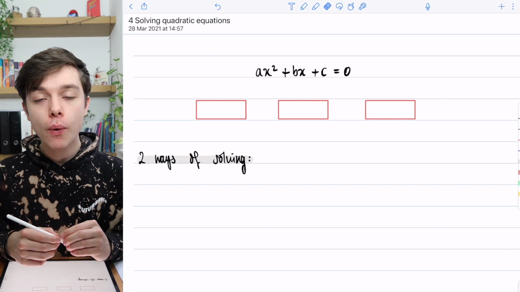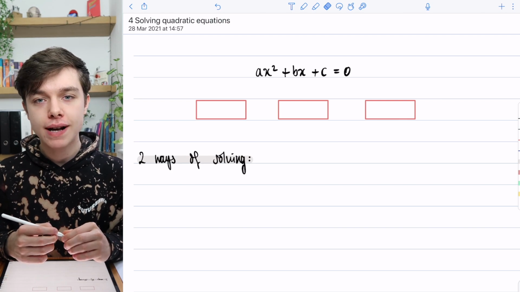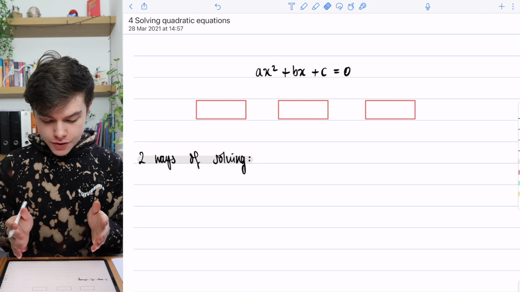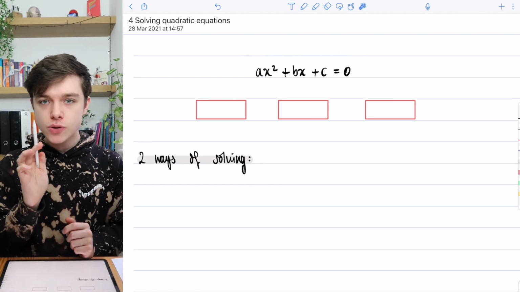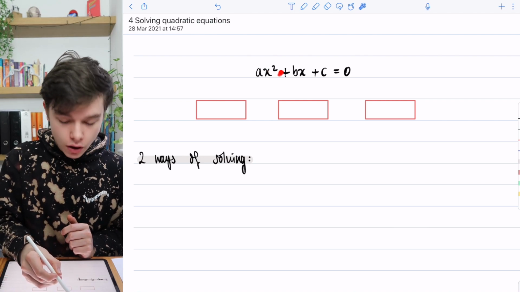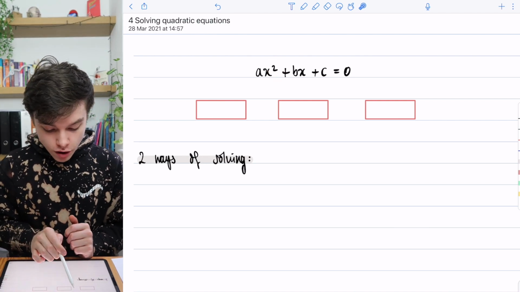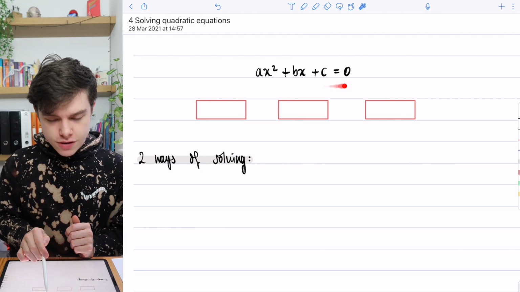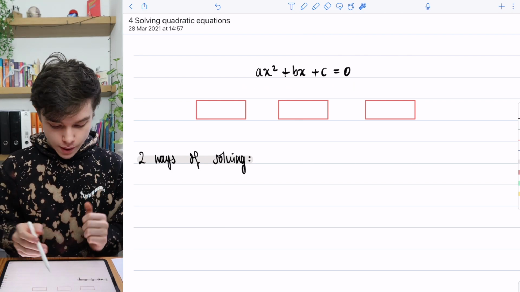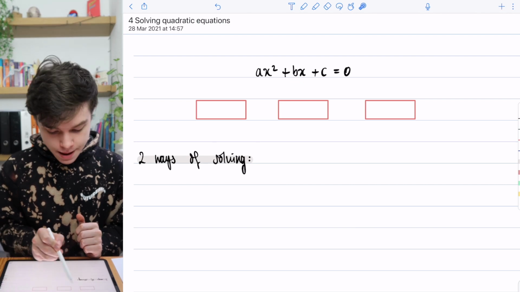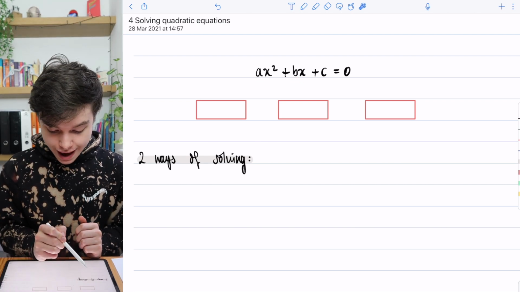In this video, we're going to have a look at solving quadratic equations. On the screen here, you can see I've got a quadratic equation. It's quadratic because it's got a power of 2. We've got coefficients, and coefficients means the number in front of our term with x or x squared. We've got coefficients of b, we've got a coefficient of a.